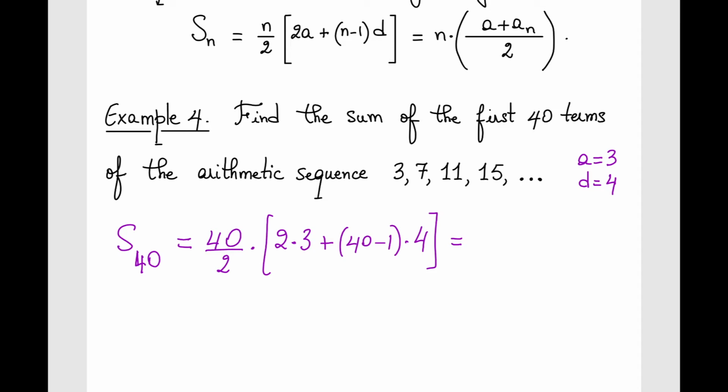This is what? This is 20 times 6, right? This is 6 plus 40 minus 1 times 4. So this is 160 minus 4, so 156. Okay? And you figure out what this thing is. So this is 162 times 20, so 3,240, right? Makes sense? Anyway, so that's easier than adding them by hand, correct? So you apply it, you get it. Okay.